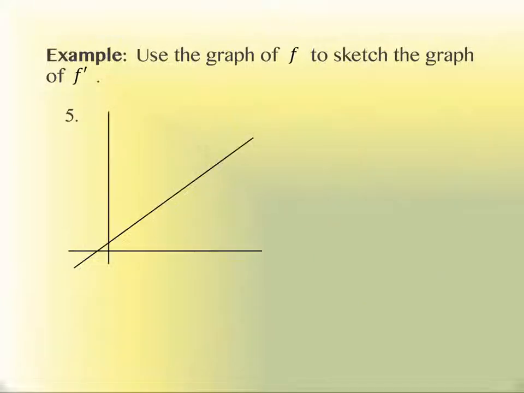Number 5. Use the graph of f to sketch the graph of f prime. Same directions. First issue. What can you tell me about the slope being 0? Good. The slope is never 0. That's important information. It doesn't let us mark anything on the graph, but it lets us know something that won't be marked on the graph. I won't have an x-intercept, okay?